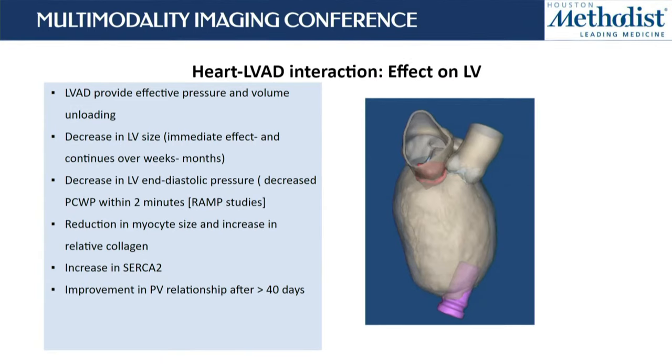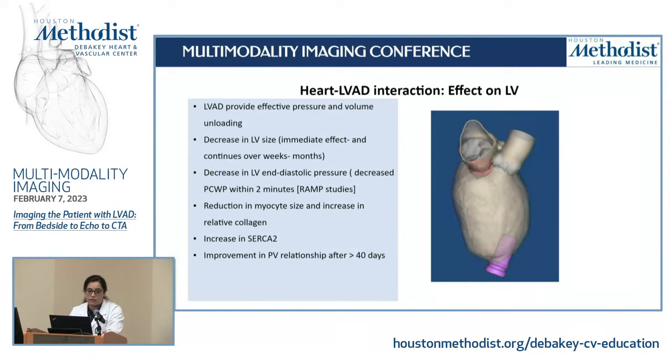When we do the ramp studies in the cath lab, we see that the pressures decrease right away, within 2 minutes of us increasing the pump speed. And this process of increasing the pump speed is what we call a ramp study, a ramp up or a ramp down, where you increase the speed and look at the changes on echocardiogram and on cath. There is reduction in myocyte size and increase in relative collagen deposition. And we see that there is increase in SERCA2 activation, which actually helps with myocardial recovery. And this improvement, the total improvement in PV loop relationship, occurs over greater than 40 days.